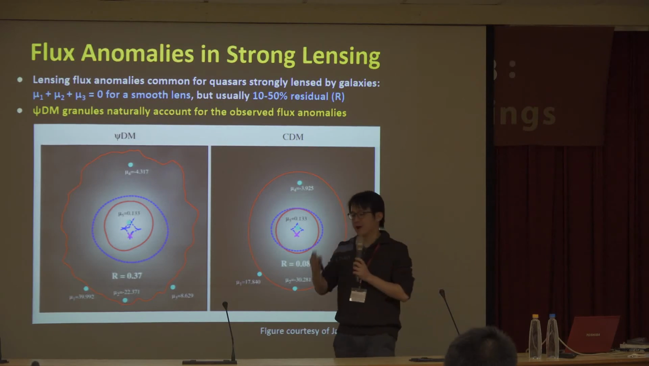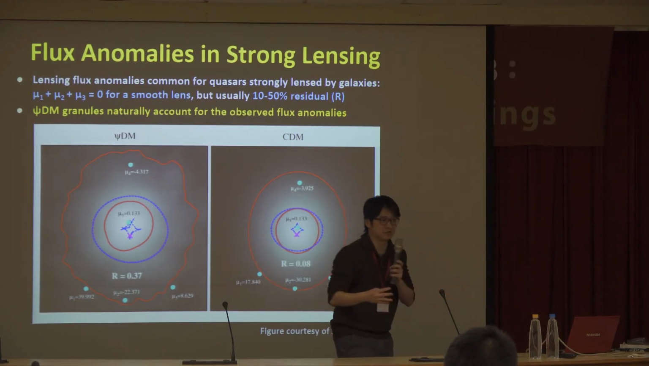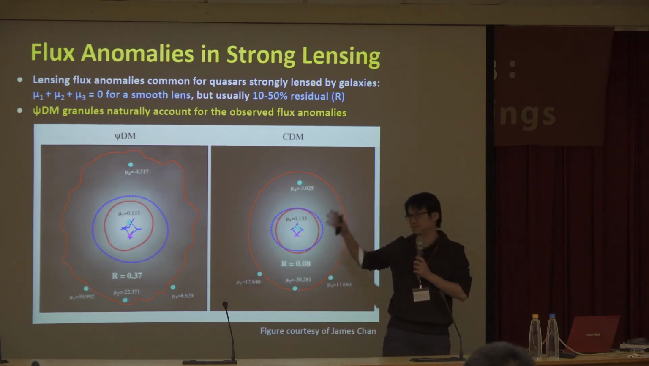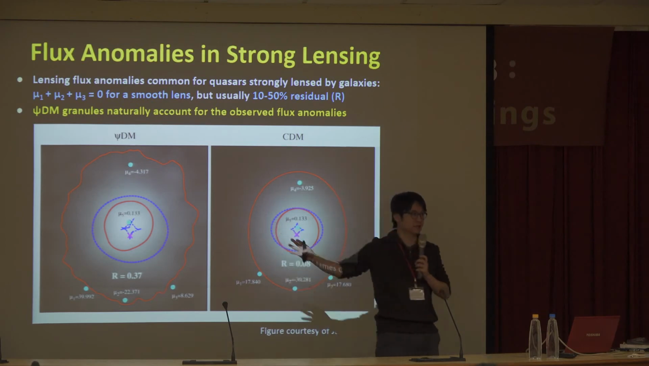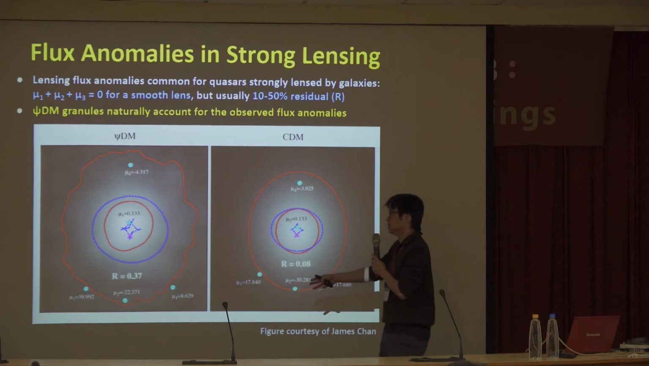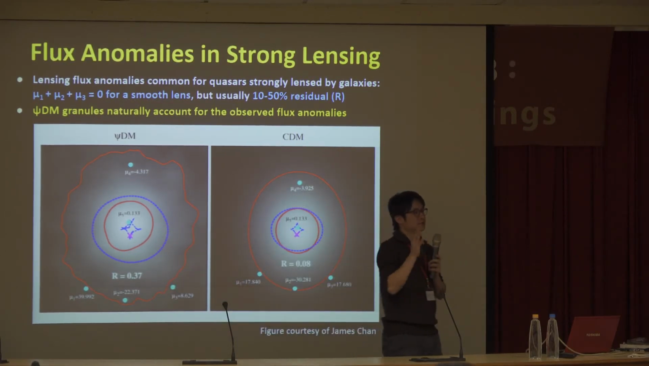For the CDM model, you have substructures, so sometimes you find this flux anomaly, sometimes you don't. But the prediction for SciDM is very different. You should always find this flux anomaly. That's just a prediction, so we are not saying that the observations prefer this model, but that's one thing that can be used to distinguish them.